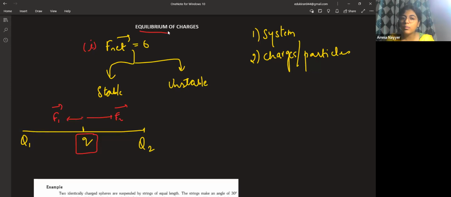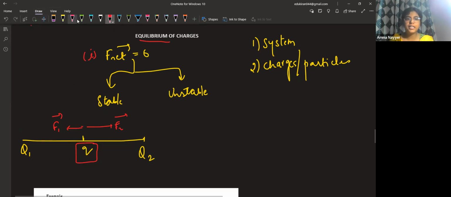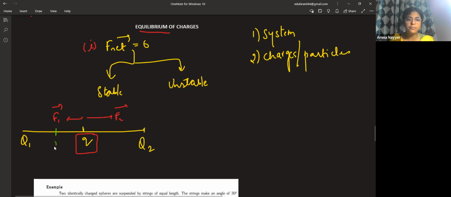So in that case, what will you check? When we are checking whether this charge is in equilibrium, we are just talking about the particular particle, not any other charge, just this one. So you will disturb its position. Suppose you have changed its position and brought it here. If by the action of forces this charge is able to return to its initial state, then we say this is the condition of stable equilibrium.